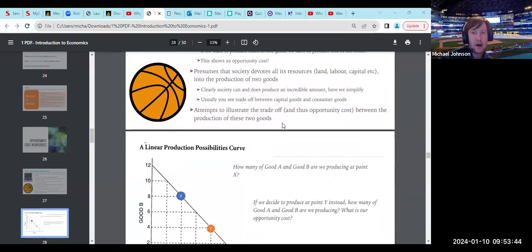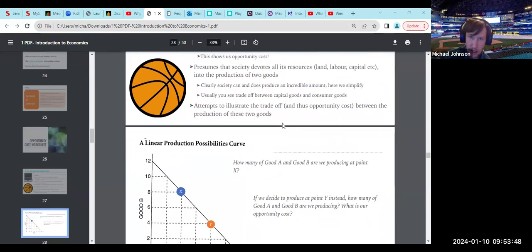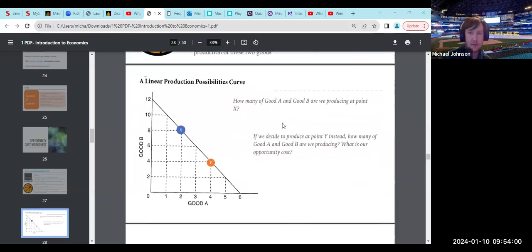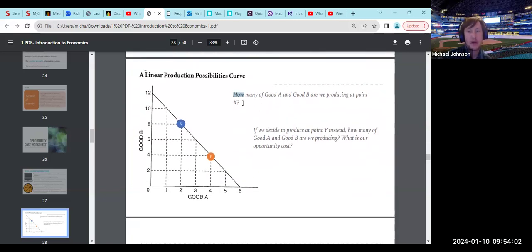It presumes that a society devotes all of its resources, land, labor, capital, etc., to the production of two goods. Clearly, society can and does produce an incredible amount. Here, we simplify. Usually, you see a trade-off between capital goods and consumer goods. It attempts to illustrate the trade-off, and thus opportunity cost, between the production of these two goods. So how many of good A and B are we producing at point X here?